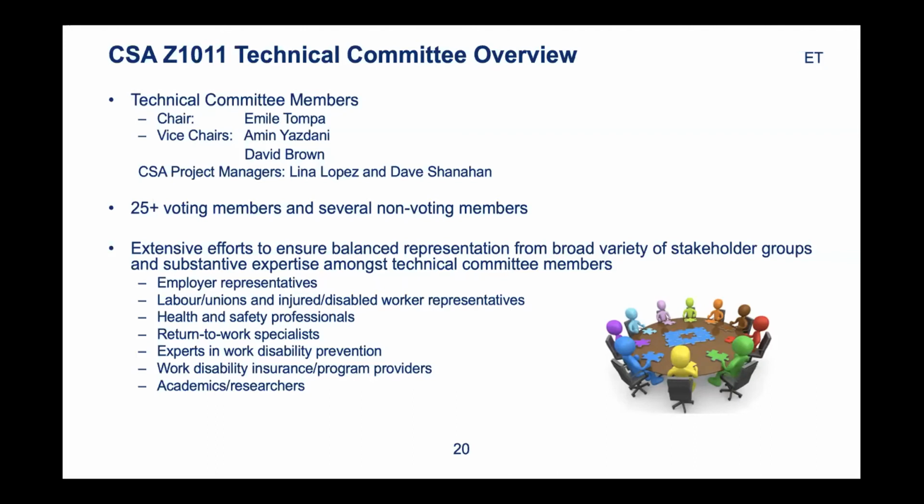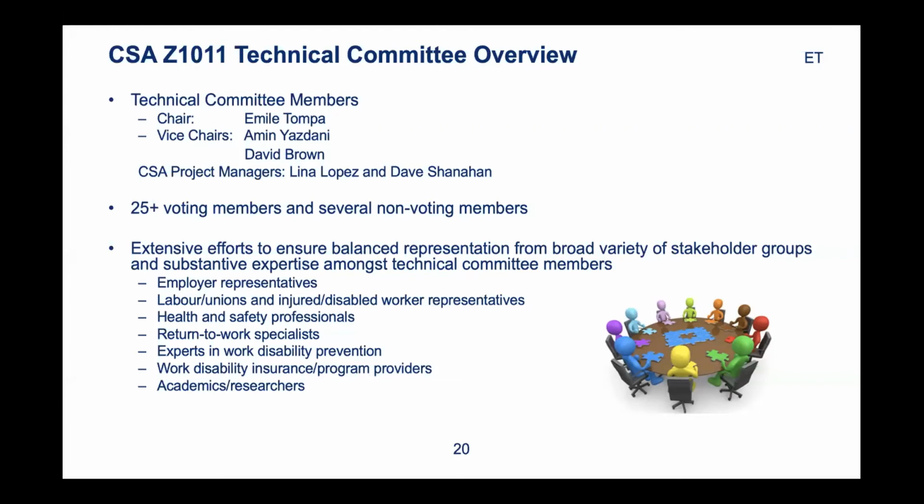This is quite a long list, 25 plus. They are listed in the actual CSA document as well. So if you purchase that document, you will see the list of all the people who were involved on the technical committee that developed this standard. It covered a diverse range of expertise, a very broad range from different stakeholder groups. A lot of expertise in this technical committee.